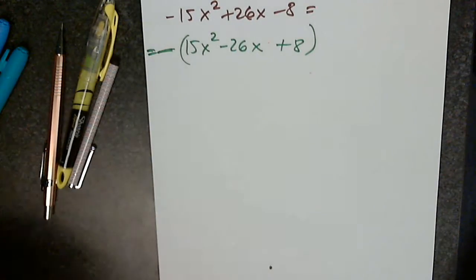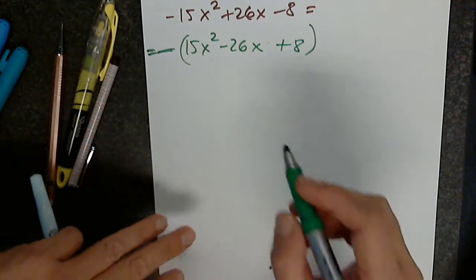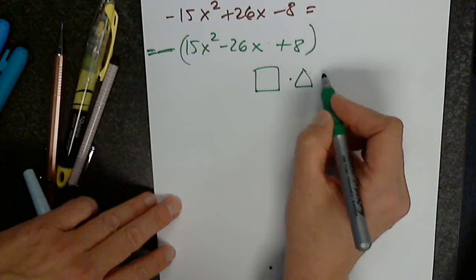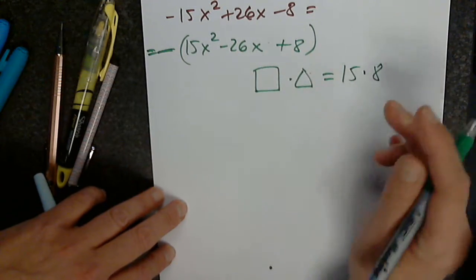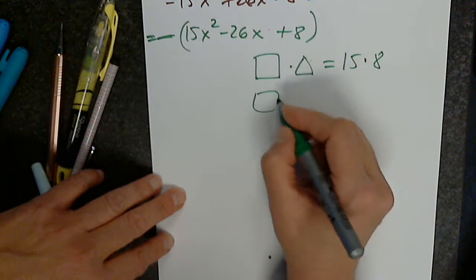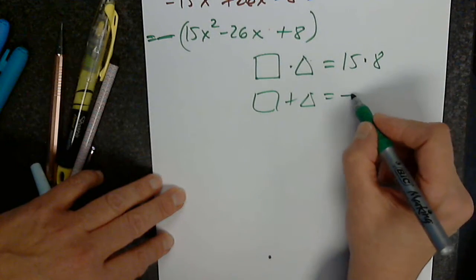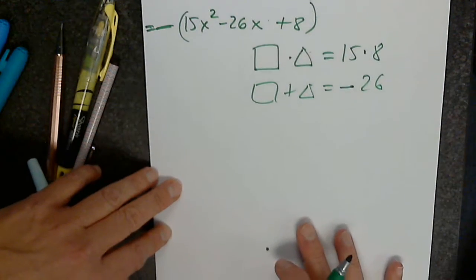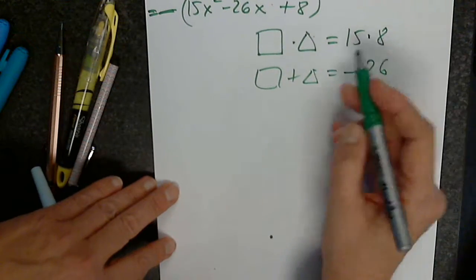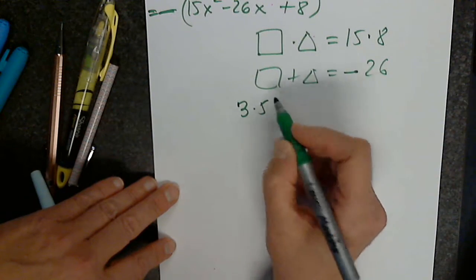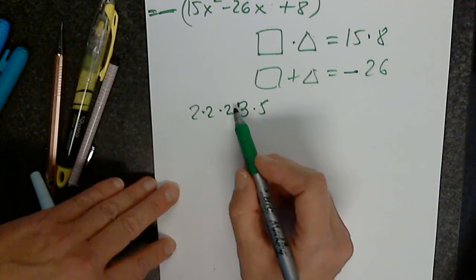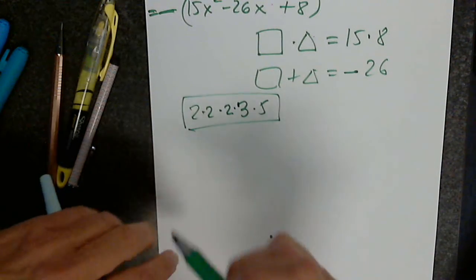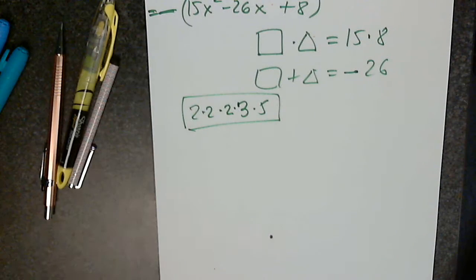Very good. So therefore, you're looking for two numbers whose product is, you don't even have to multiply, just write 15 times 8. That's even better. And whose sum is negative 26. Perfect. So remember, 15 times 8 is 3 times 5, and 8 is 2 times 2 times 2. So let's look at these and try to find two numbers.